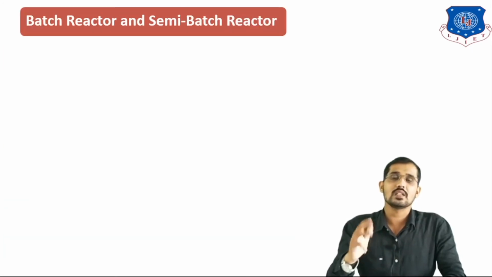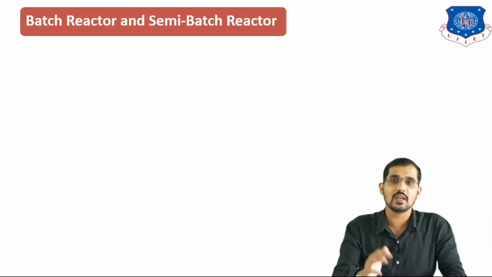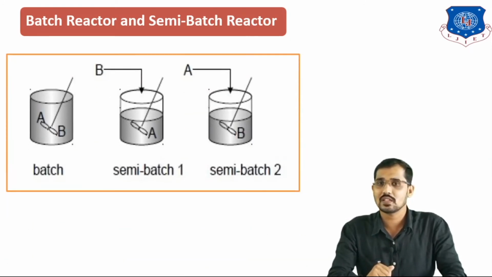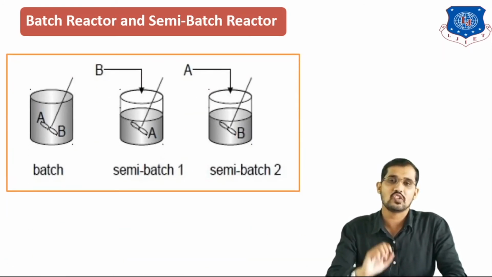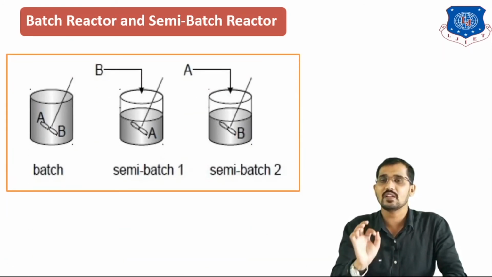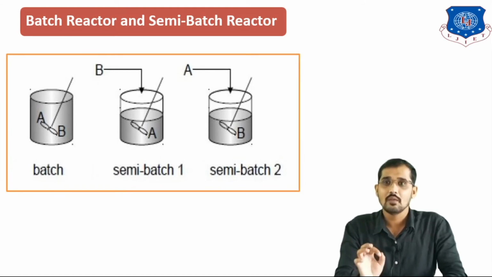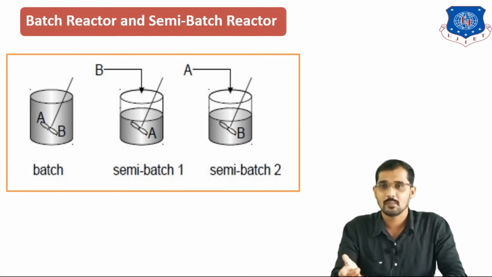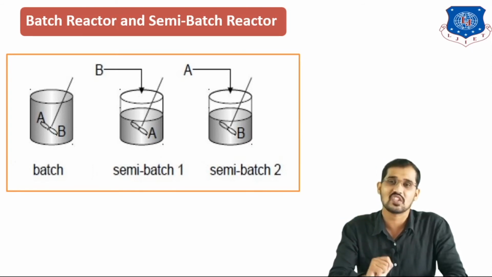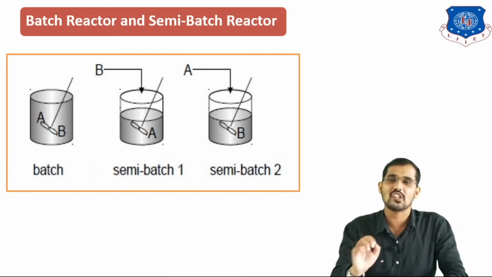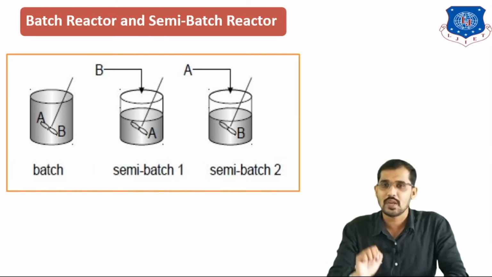Now we will see some important figures for the batch reactor and semi-batch reactor. You can see on the screen, the first figure is the batch reactor. I told you a batch reactor is one type of vessel where we provide an agitator and completely fill components A and B initially. We are not going to put in or extract anything from the reaction mixture during the reaction. This is the figure for the batch reactor.